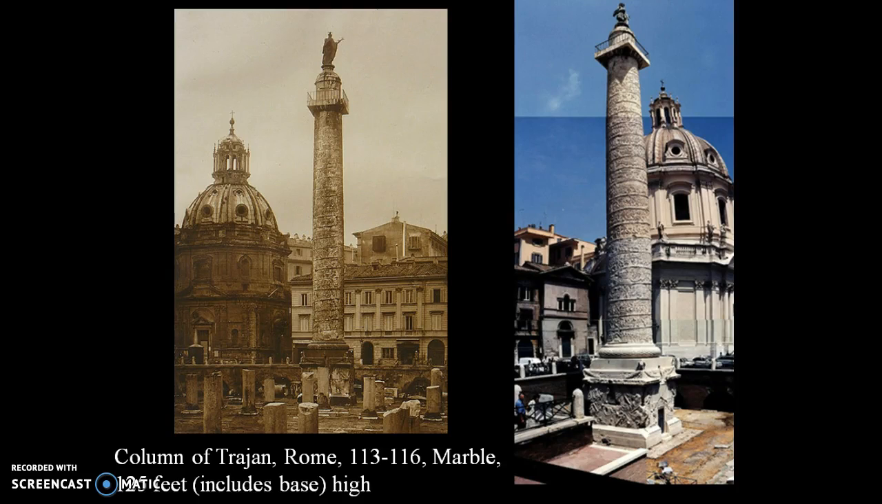I'm going to talk about two artworks in this lecture. One is from the Middle Empire, and the last one is from the Late Empire. The first one we're going to talk about is the Column of Trajan.